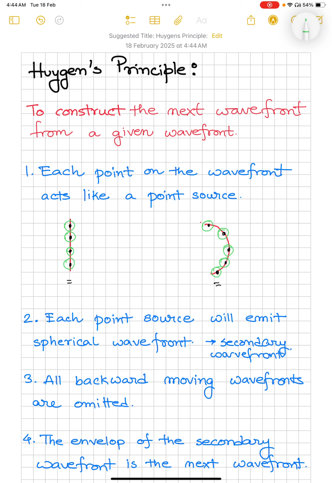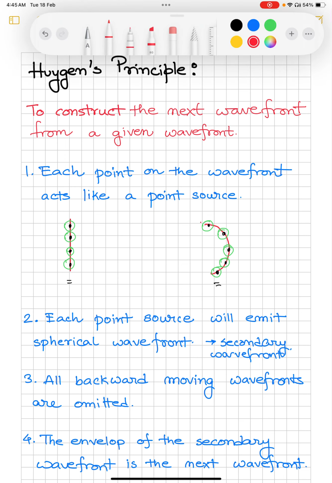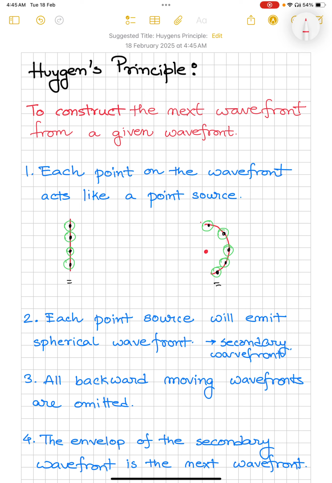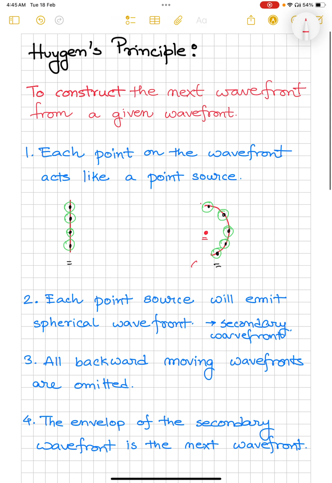So these are called secondary wavefronts. What is the idea? You have one main source of light, which is called the primary source, and in this case, the primary is at infinity. And the wavefront that it has emitted is called the primary wavefront.